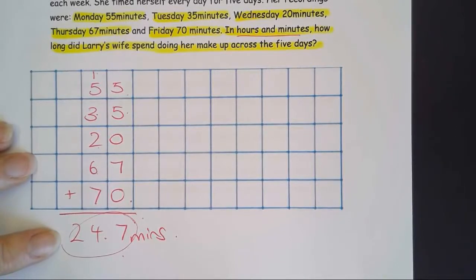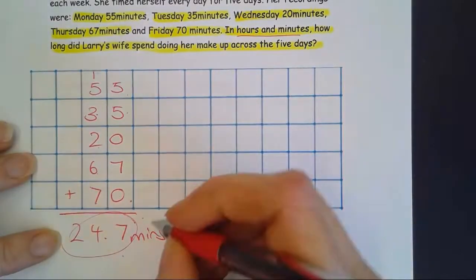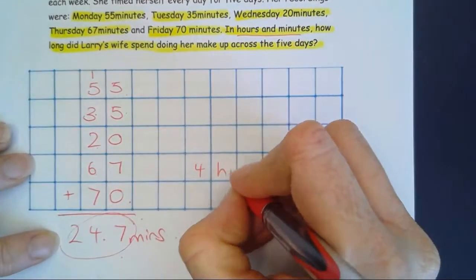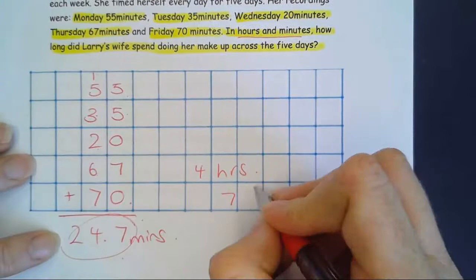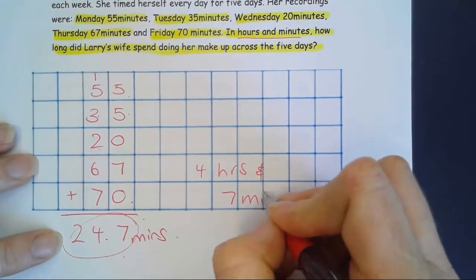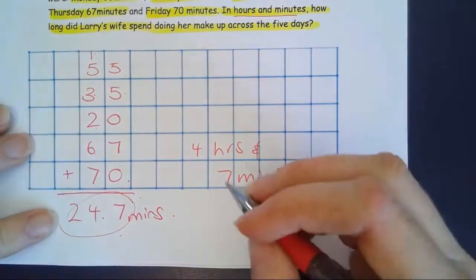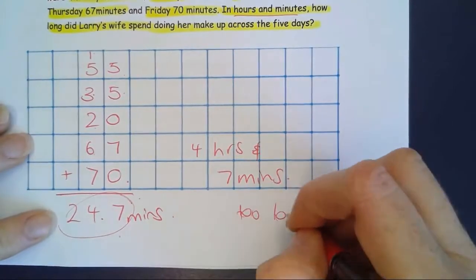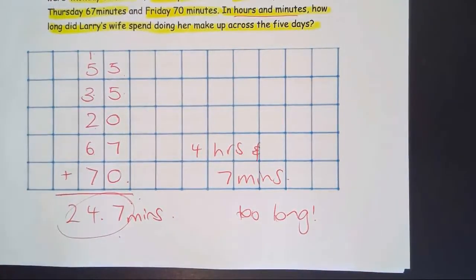Henry? 4 times gets us to 240, so it's 4 hours and 7 minutes. Or the other way you could put it is too long. No, don't just put that, I'm joking. Yeah, that's what I would do.